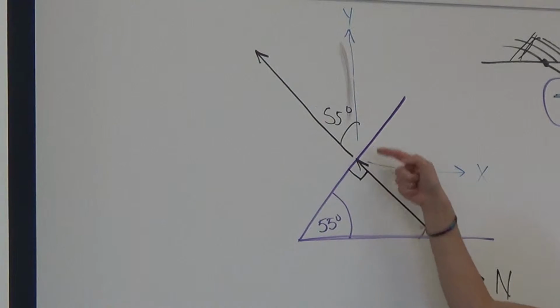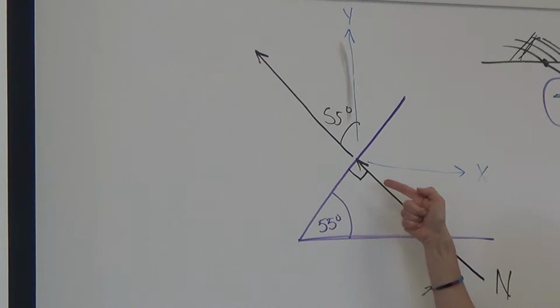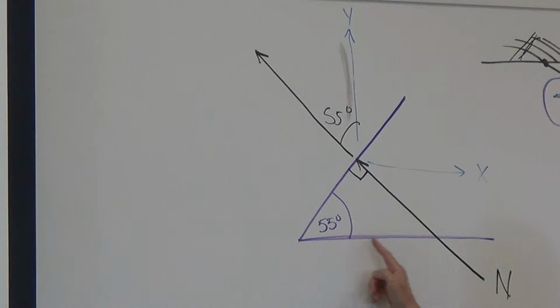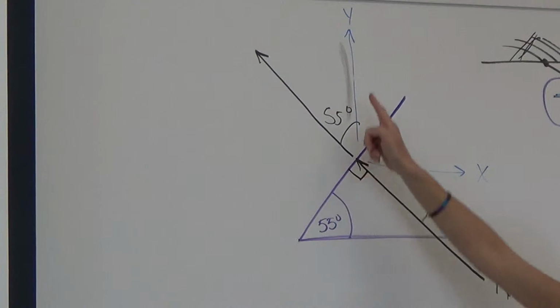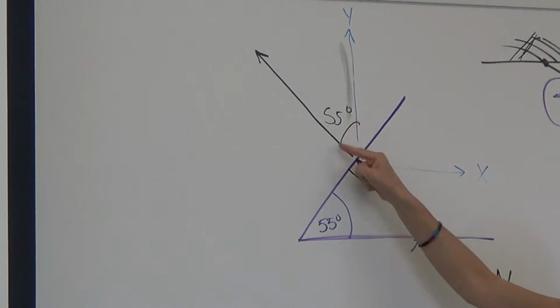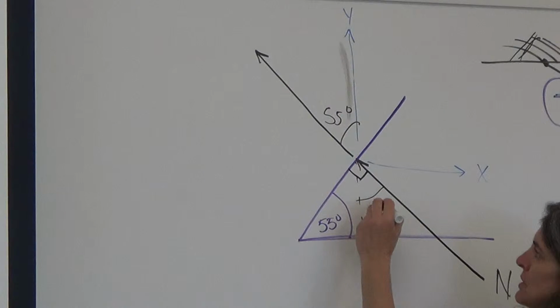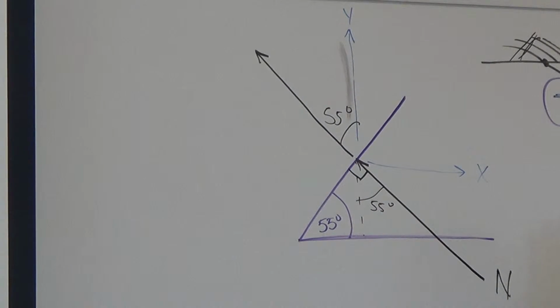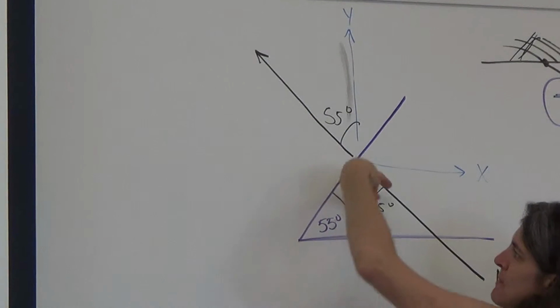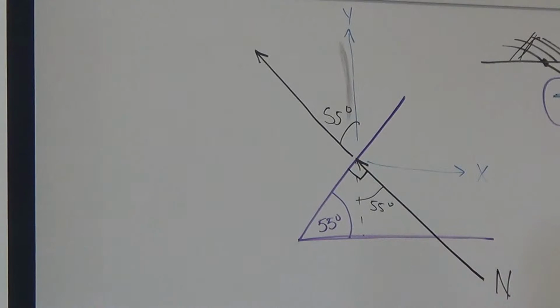The surface we know is perpendicular to the normal, right? Everybody got that? Well, what's perpendicular to the horizontal surface? The y-axis. So this angle right here is 55. Could I have also said this? This is 55? Yes. So the angle between two lines is the same angle between two lines that are perpendicular to it.